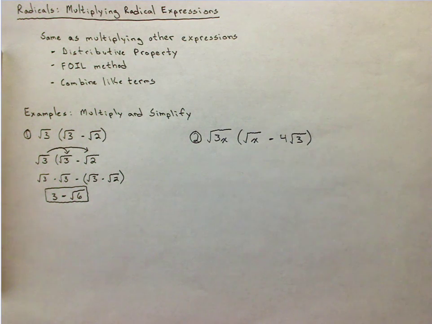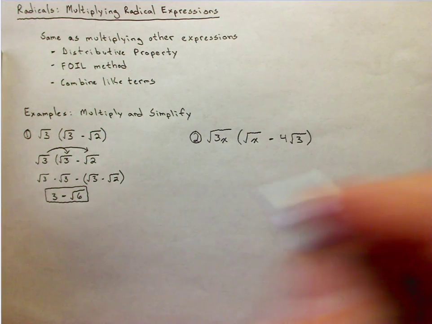Hey guys, today we're going to look at multiplying radical expressions. And in multiplying your radical expressions, it's the same as multiplying other expressions. You're going to use the distributive property, or some of y'all may look at using the FOIL method whenever you have two binomials, and then you're going to combine like terms.